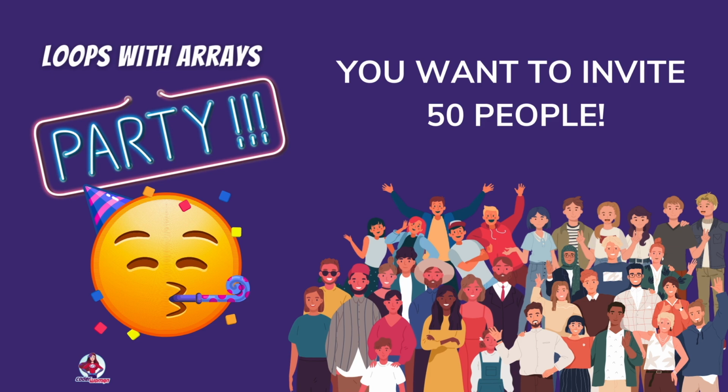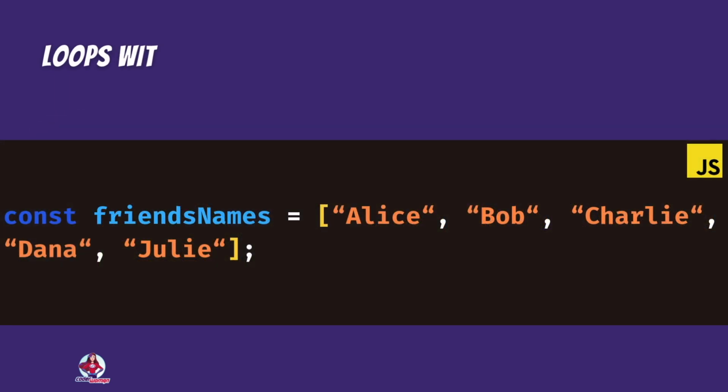How can we make this task easier using a loop and an array? First, we'll write an array of friends' names. Let's call it friends' names. Let's write down 5 for now. We want to send an invitation to each of them.